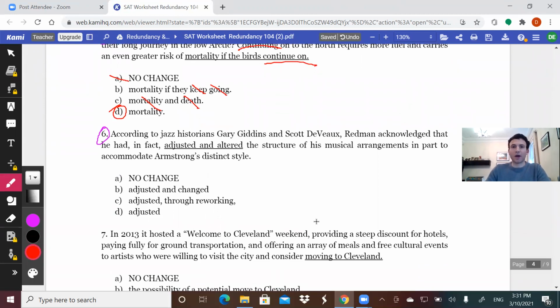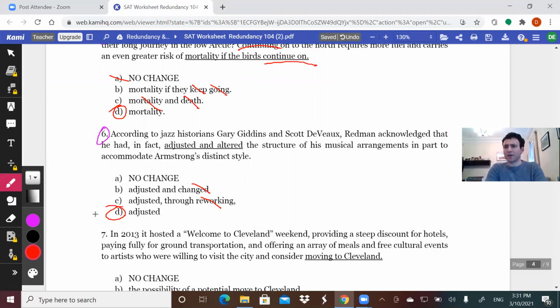Number 6. According to jazz historians Gary Giddins and Scott DeVaux, Redman acknowledged that he had, in fact, adjusted and altered the structure of his musical arrangements in part to accommodate Armstrong's distinct style. Adjusted and altered mean the same thing. So we don't want both words. Changed also means the same thing. Reworking means the same thing. So we just go with adjusted.